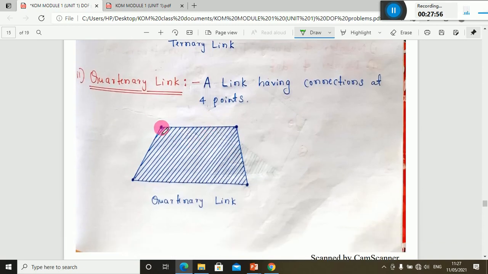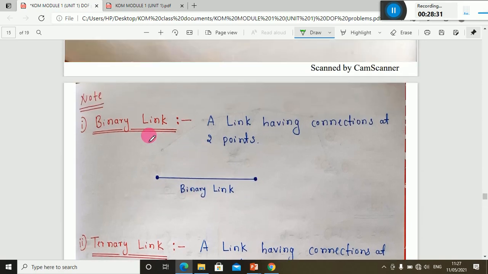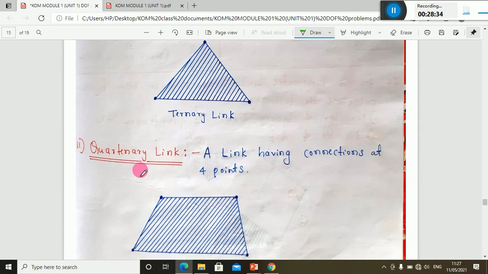And one more is this one, that is a quaternary link. It means this link can have four more connections at this point, this point, this point and this point. I can call this a quaternary link, similar to a trapezium plate, a rectangular plate, or a square plate. So far we have discussed the binary link, a link that can have two connections, one at the left side and one at the right side, and then the ternary link and the quaternary link.